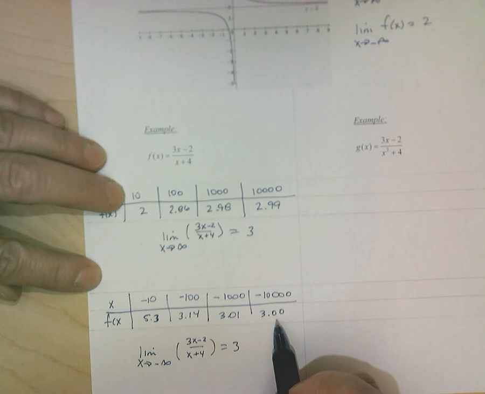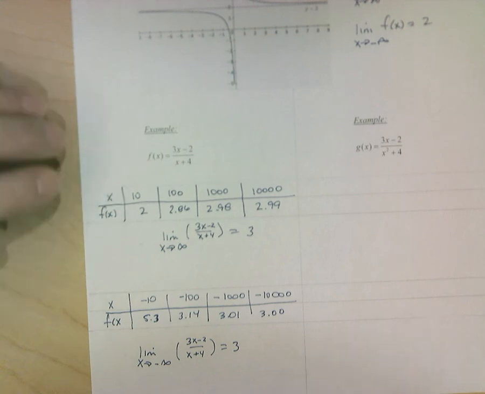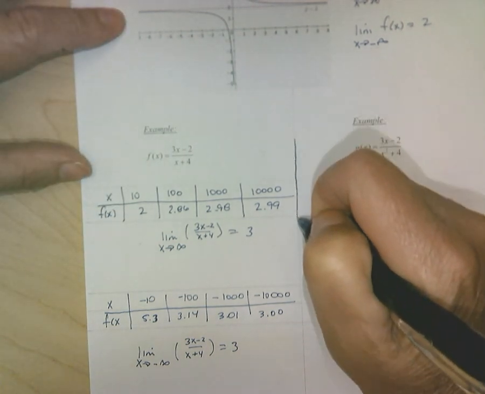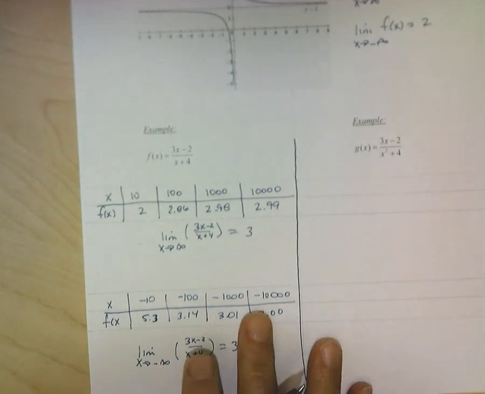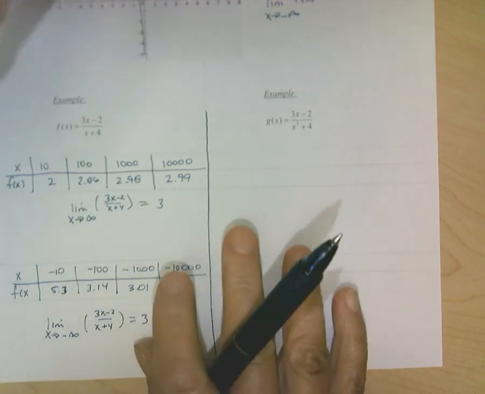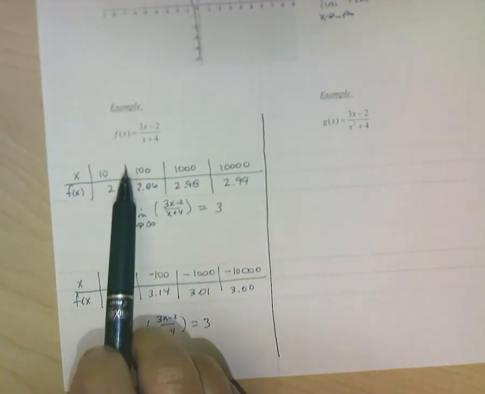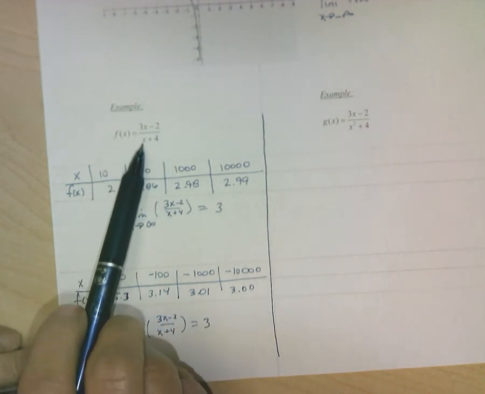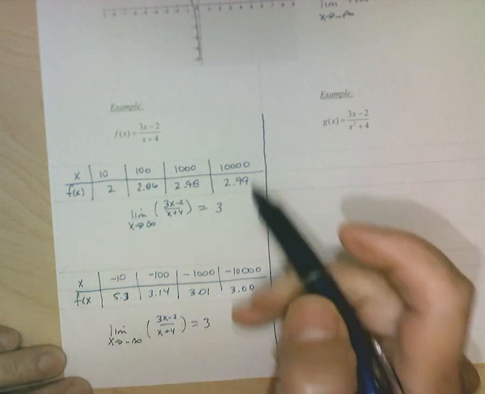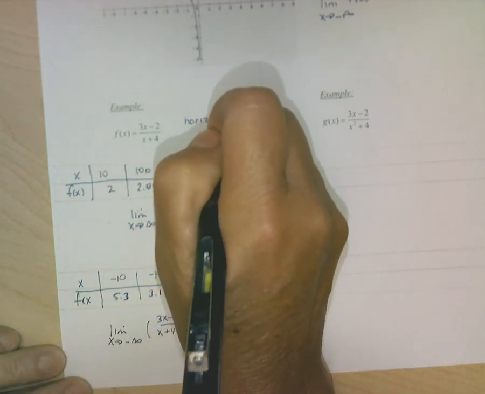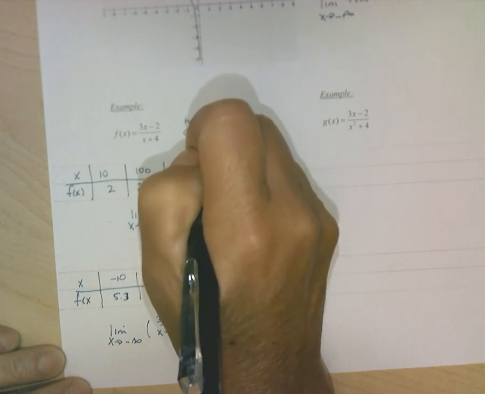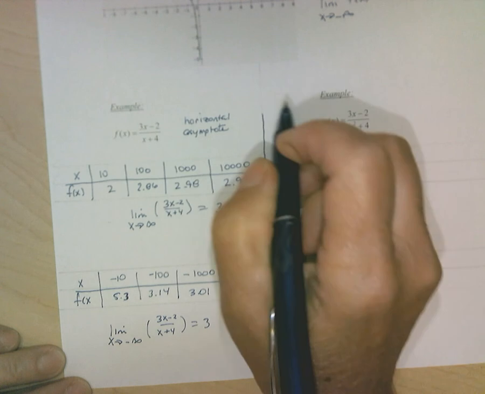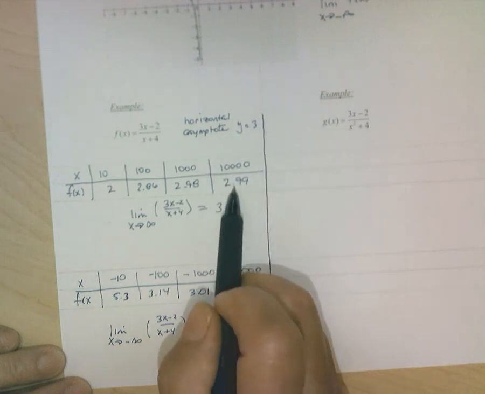And I could go out more decimal places. This is not going to be exactly 3. I could go out quite a ways, and I'm just going to start getting different numbers. So what happens now with this next equation? Oh, also, before I go on, let me go back to this. The 3x minus 2 over x plus 4, if you remember from Algebra 2, the degree in the numerator and the degree in the denominator are both the same. So my horizontal asymptote is going to be a ratio of the leading coefficients, y equals 3. That's where these come from.